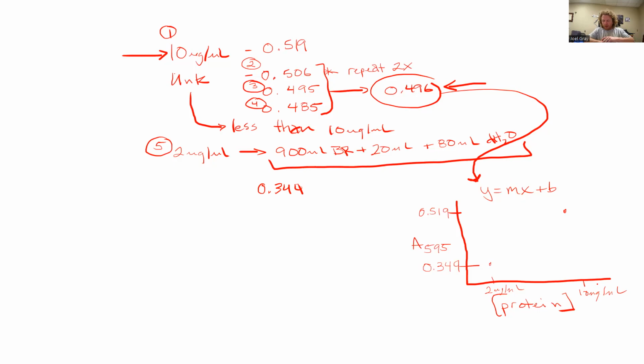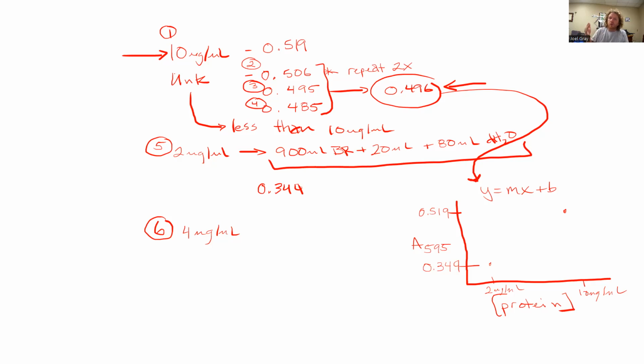Now, two data points will give you a way to draw a straight line, but it's not going to be extremely helpful and accurate. So what you want to do is maybe take another data point, number 6. Let's say that we do 4 micrograms per microliter. And I say 4 micrograms per microliter because it's not really worth your time to go with 1 microgram per microliter, because where would you expect that absorbance to be? You'd expect that absorbance to be less than 0.344.